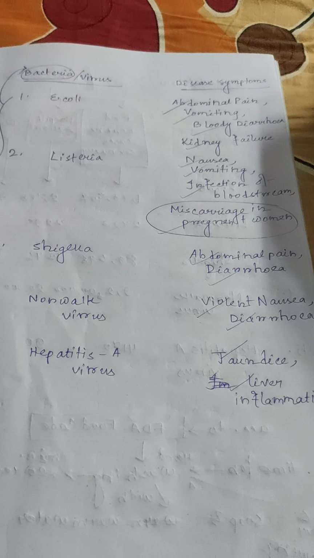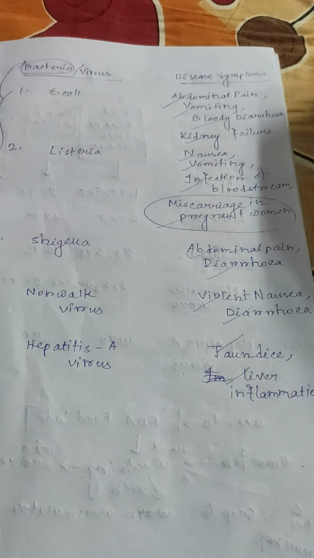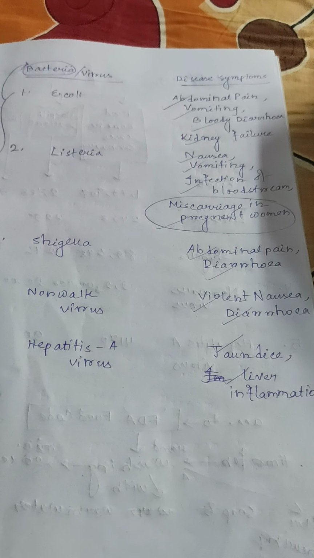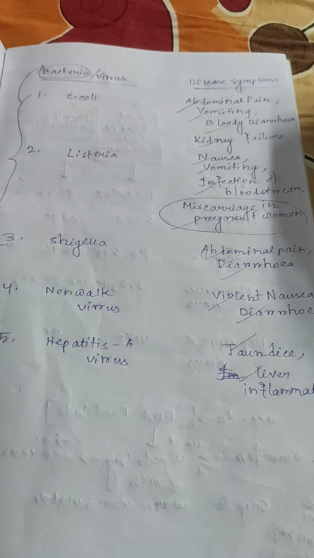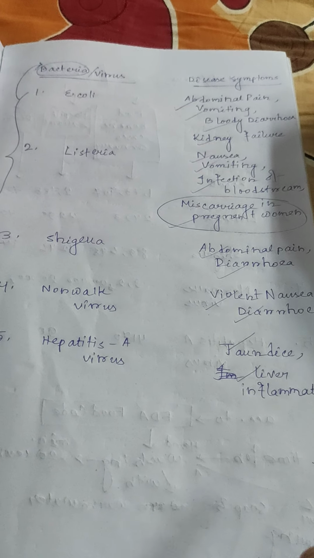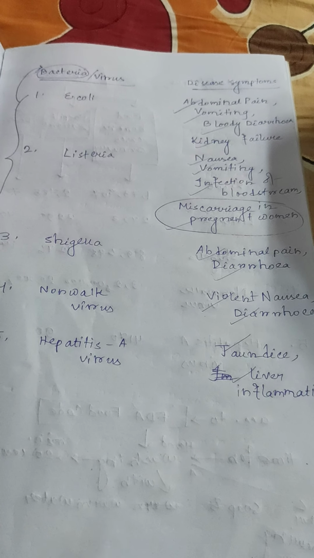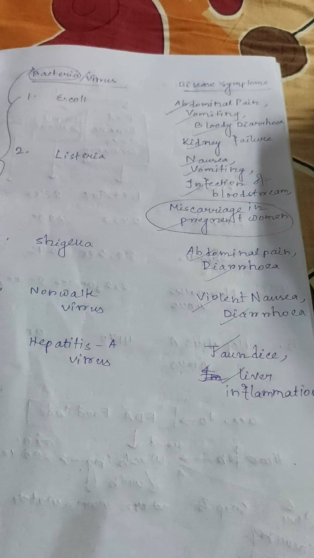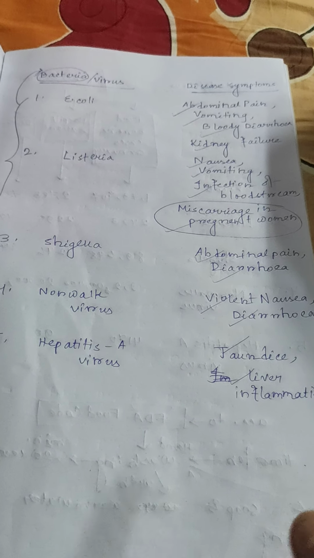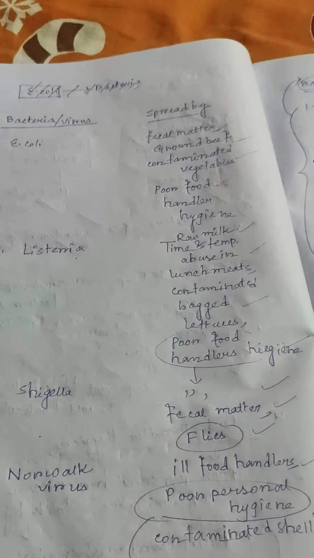So E. coli causes abdominal pain, diarrhea, vomiting, and bloody diarrhea. Bloody diarrhea is caused by which type of bacteria? E. coli, and it also causes kidney failure. Listeria: nausea, vomiting, infection of the bloodstream, and miscarriage in pregnant women. Shigella bacteria: abdominal pain and diarrhea. Norwalk virus: violent nausea and diarrhea. Hepatitis A virus: jaundice and liver inflammation.